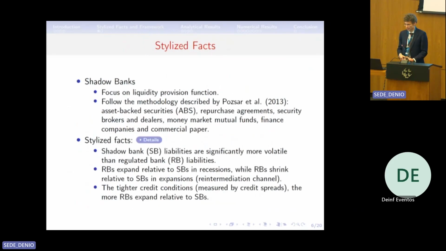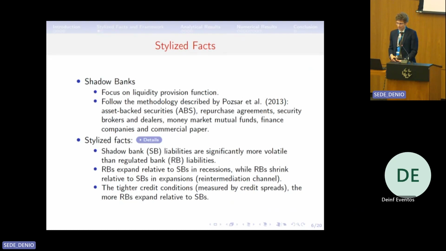Let me document some stylized facts, but before that, there is no unique definition of shadow banks. In general, these are institutions that perform bank-like functions but are not regulated as banks. Here I'm using a methodology proposed by Pozsar, and I mainly focus on the liquidity provision function of shadow banks. These are examples of institutions that I have in mind. The main idea is that these institutions function outside the protective umbrella of public guarantees.